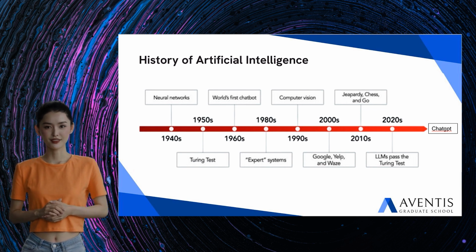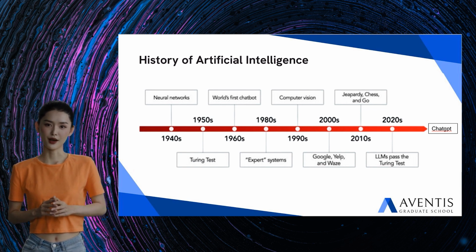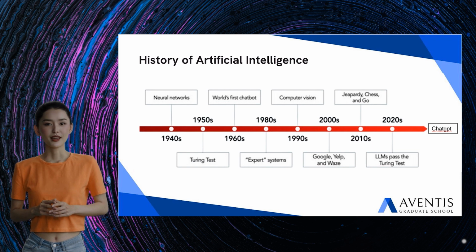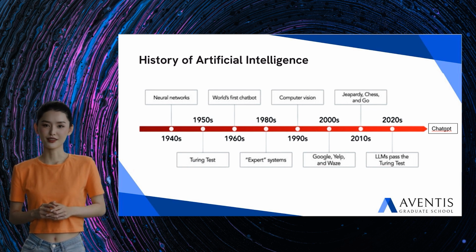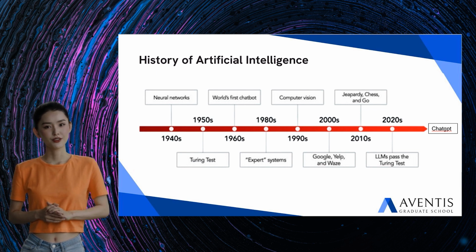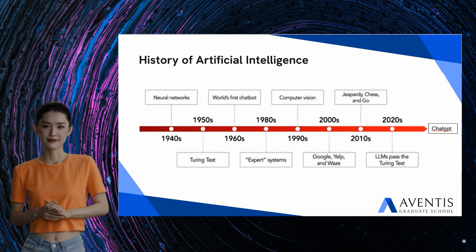1960s. Expert systems. In the 1960s, AI research advanced with the development of expert systems. These systems were designed to mimic the decision-making abilities of human experts in specific fields, such as medical diagnosis or engineering. 1980s. Computer vision. The 1980s brought about significant progress in computer vision, the technology that enables machines to interpret and make decisions based on visual data from the world.